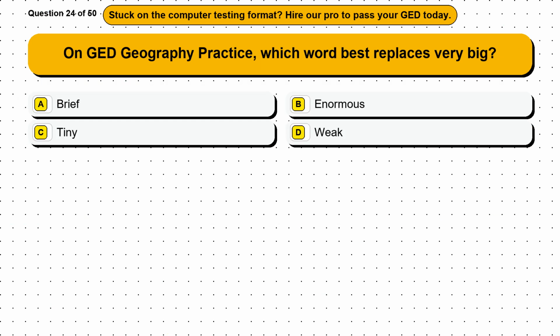Question 24. On GED Geography Practice, which word best replaces very big? Option A, brief. Option B, enormous. Option C, tiny. Option D, weak.